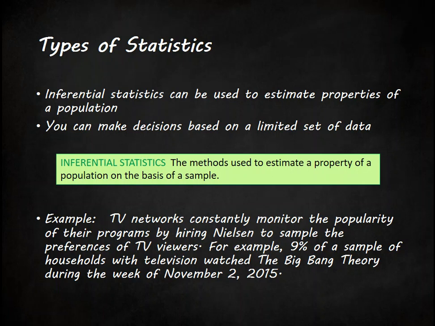For example, TV networks utilize a company called Nielsen to sample TV viewers. They go around and purposefully sample extremely specific TV viewers to try to give a better understanding of what everyone is watching. So when you see that The Big Bang Theory got 9% of the sample audience on November 2nd, 2015, what they're really saying is that 9% of the small sample that was viewing watched it, and they're inferring that the larger population reflects that smaller sample.